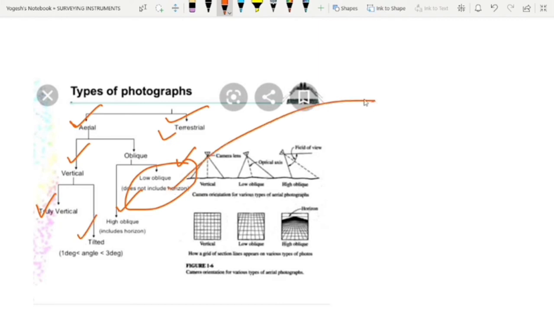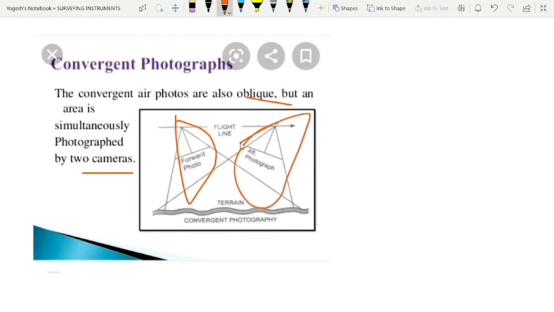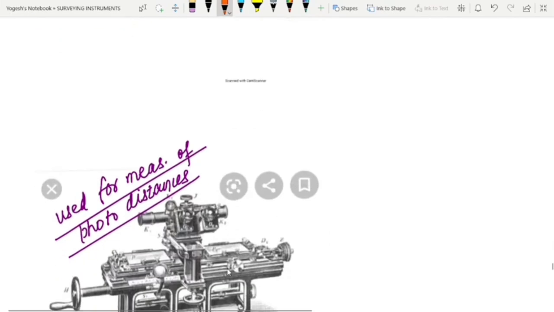Low oblique photographs are also called convergent photographs. These are the convergent or low oblique air photos, also oblique, but an area is simultaneously photographed by two cameras. This is the forward photo, this is the backward photo. So you can say the simultaneous photograph is called the convergent photograph.